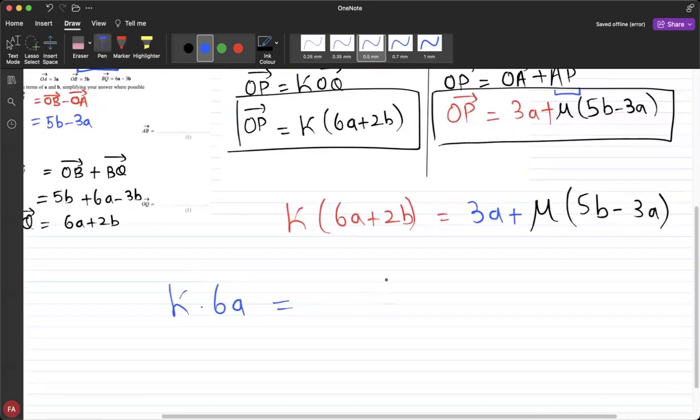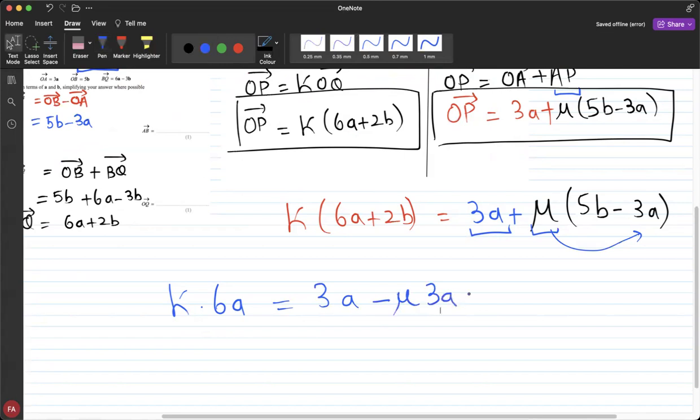Similarly, if I compare the a vector on the right side, that has to be 3a and then mu times minus 3a. So you could say that's going to be 3a minus mu 3a. I'm just multiplying this. Don't get confused.